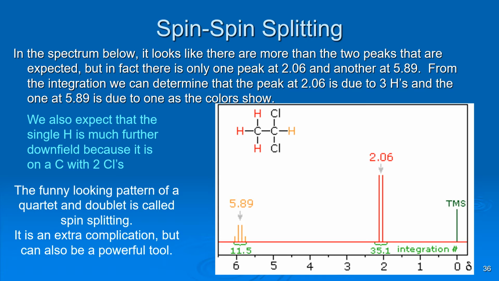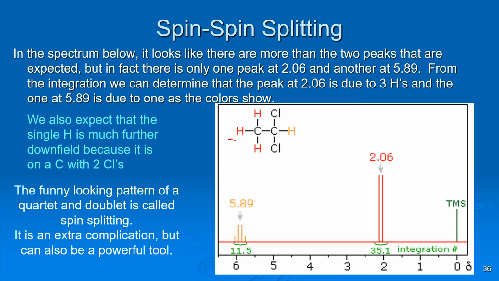It's got these sort of split peaks. There's more than two peaks, even though we only see two different kinds of hydrogen. So three over here and then one over here. So we would expect two peaks, and it looks like we have more than that. But it turns out that really these are the two peaks right here. There's one peak at 2.06 and there's one peak at 5.89.